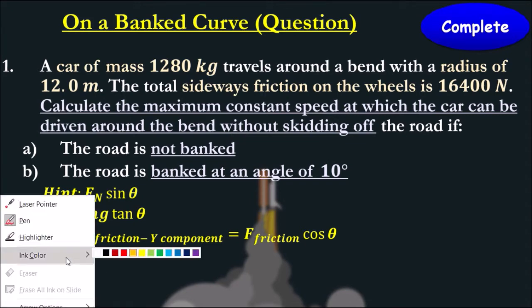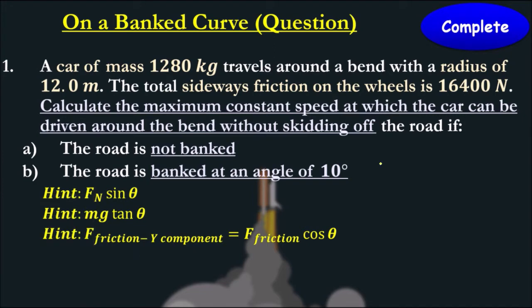So let's go through this calculation. We're going to go through A first, and then we'll go through B on a different slide, because it's going to take quite a lot of calculations. For the next one, what is the speed if the road was not banked? In this case, our friction force is the contributing factor for our centripetal force.